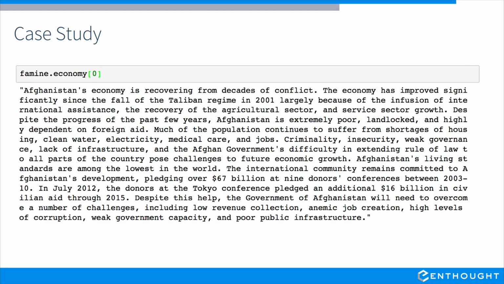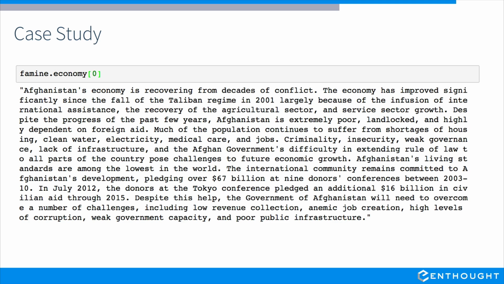So we finish off our linguistic feature section with another case study. In this case, we are again trying to predict famine risk for individual countries and individual years, but in this case, we are given expert analyst reports about things like the country's economy, about their political history, about environmental issues they're currently facing.